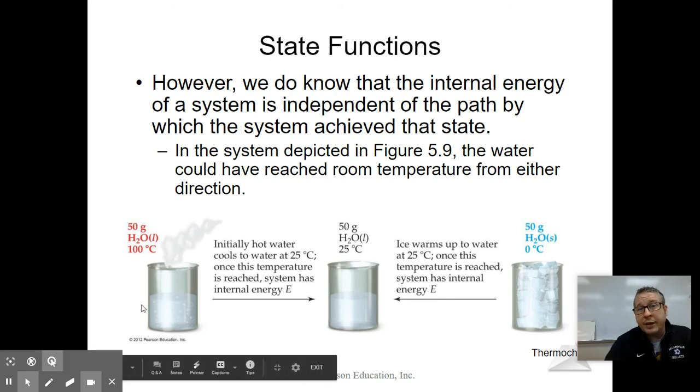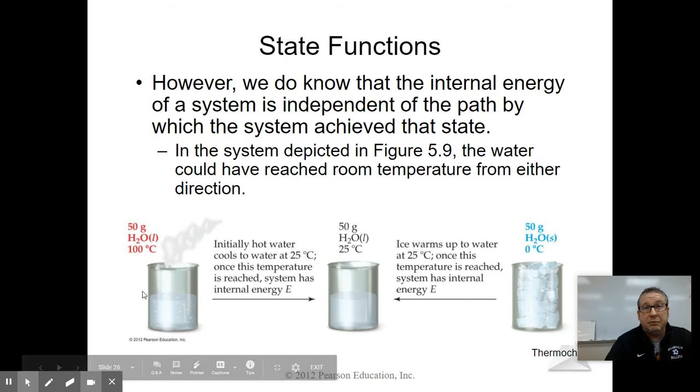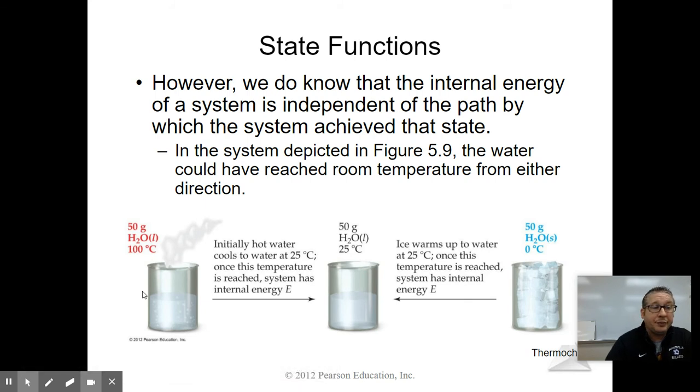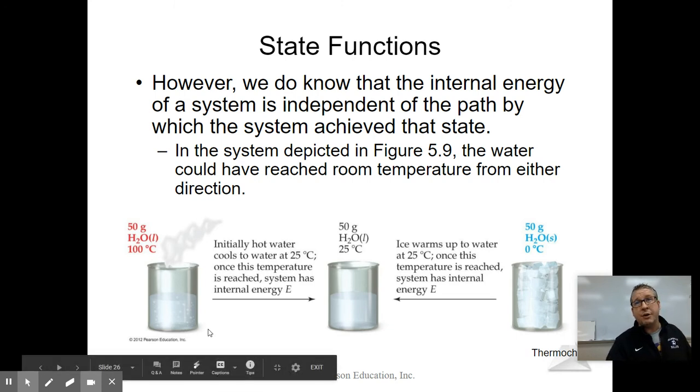We could have taken boiling water and set it out into the room. And so once that boiling water was set into the room, no additional energy is being added to it. It cools down to room temperature. So it had to cool down. So that system had to release energy to the surrounding area until it had the appropriate internal energy, which is the room temperature.